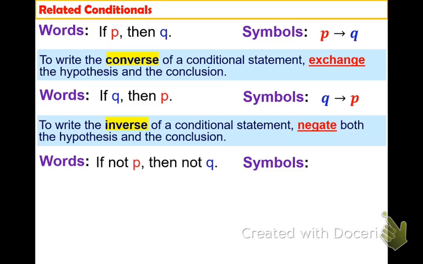So the symbol: P is going to come first, Q is going to come second. But what is the symbol for negating both the hypothesis and the conclusion? What did the symbol look like to negate? It looks like a squiggle. So you're going to squiggle P, squiggle Q. Come on, there you go. Squiggle P, squiggle Q. Sets the symbol.